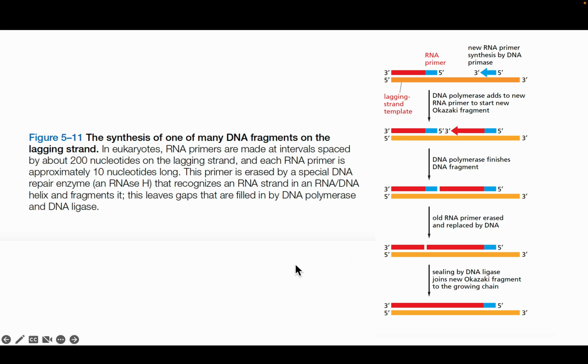The synthesis of one of many DNA fragments on the lagging strand. So this is the lagging strand template, 3' to 5'. You can see the RNA primer, and this is a new RNA primer synthesized by DNA primase. The new strand will be synthesized in the 5' to 3' direction, so that the new nucleotide will bond with the 3' OH. DNA polymerase adds new DNA to the primer to start new Okazaki fragments.